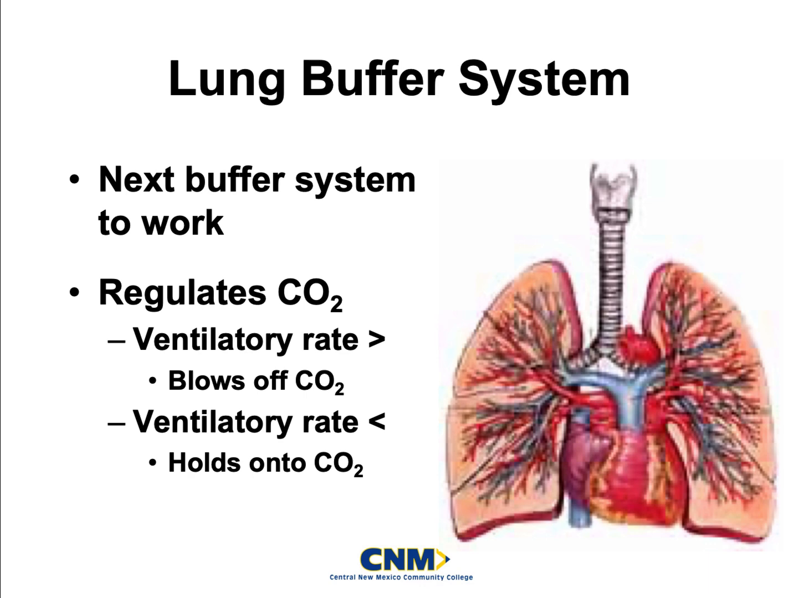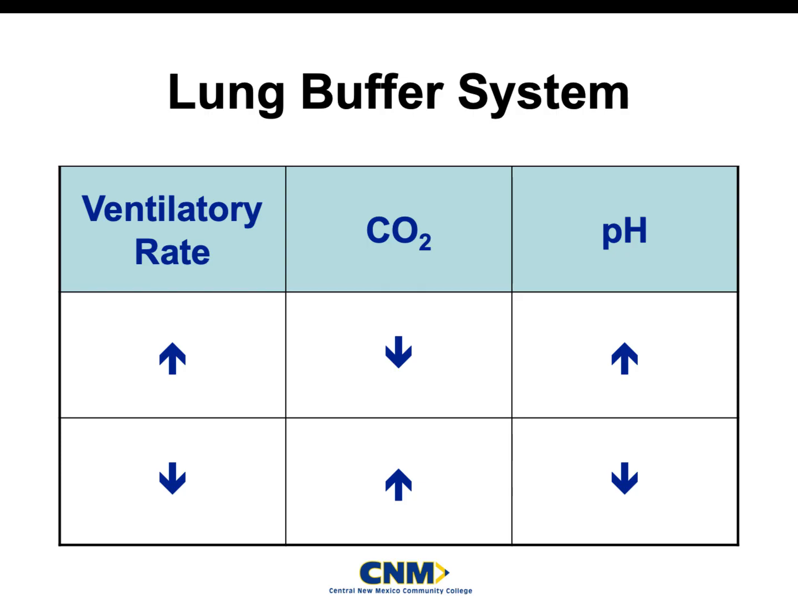It regulates CO2, right? So we blow off CO2 or we hold on to CO2, depending on what our brain wants to do. This slide shows you how when the ventilatory rate goes up, we're blowing off too much CO2, which means our pH is going up, so that means we're becoming more basic. When our ventilatory rate goes down, we're increasing our CO2 because we're not blowing it off, so our pH drops, which means we are becoming more acidic. Okay, this is just another visual to kind of help you guys out.